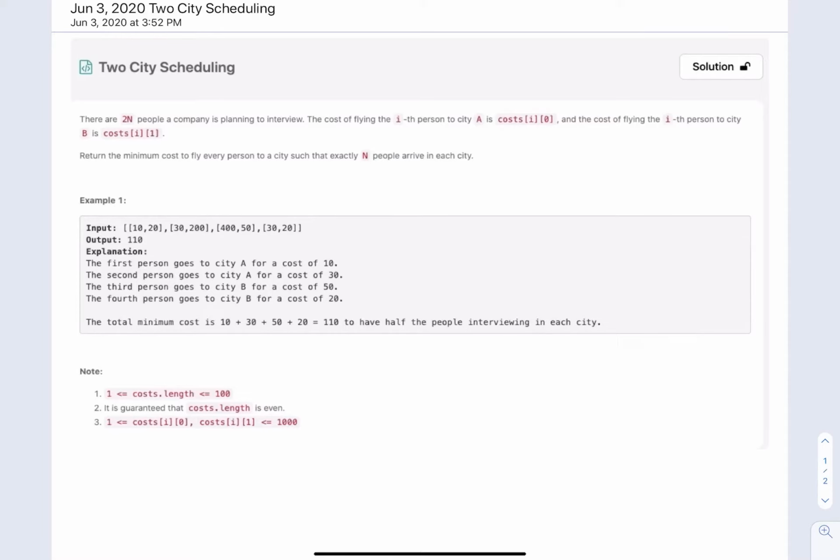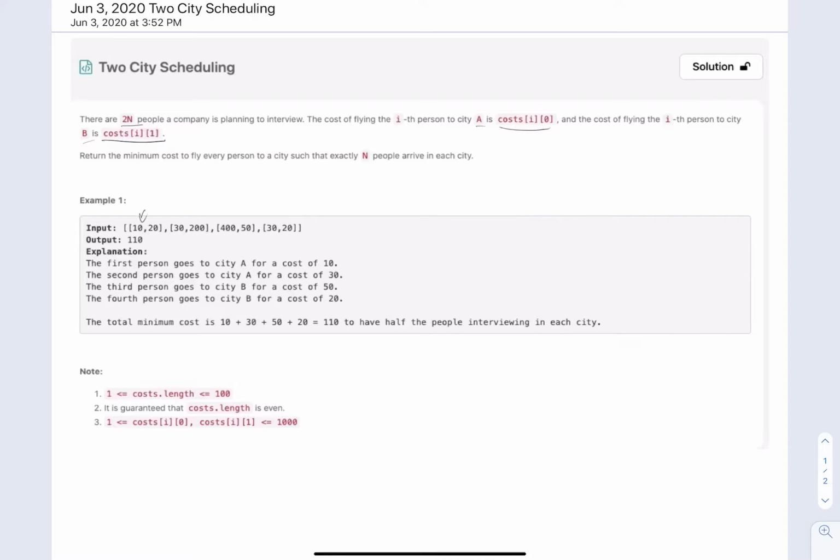So here let's look at the LeetCode challenge, the two-city scheduling. The problem prompt gives that we have 2N people and they are flying to either city A or city B. The cost of going to city A is cost[i][0], and the cost of going to city B is cost[i][1]. That's in the list.